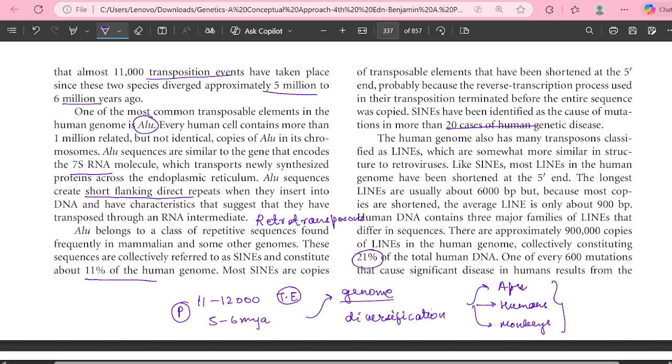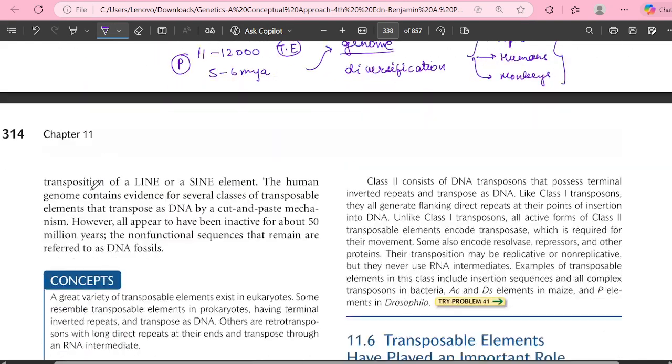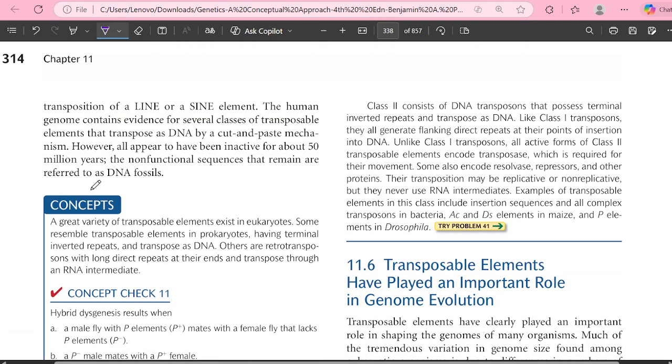Both SINE and LINE have a characteristic feature. When these are present in repeated form, say 5' to 3', their 5' end has been somewhat shortened, and this is the characteristic feature of both SINE and LINE. So this is what the repetitive sequences found in humans can be: SINEs and LINEs.